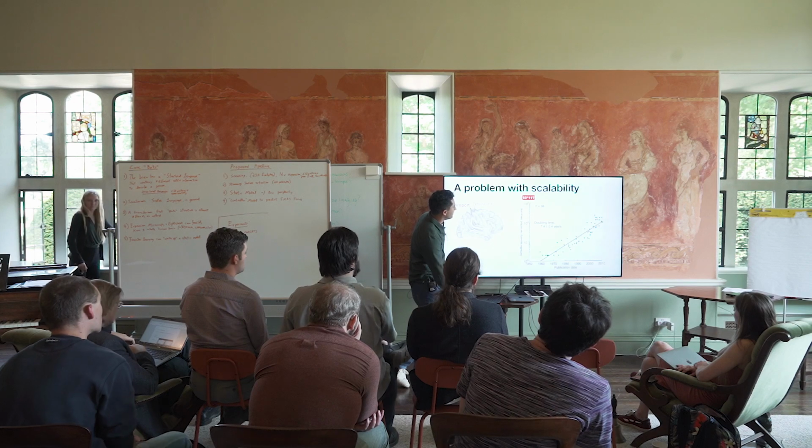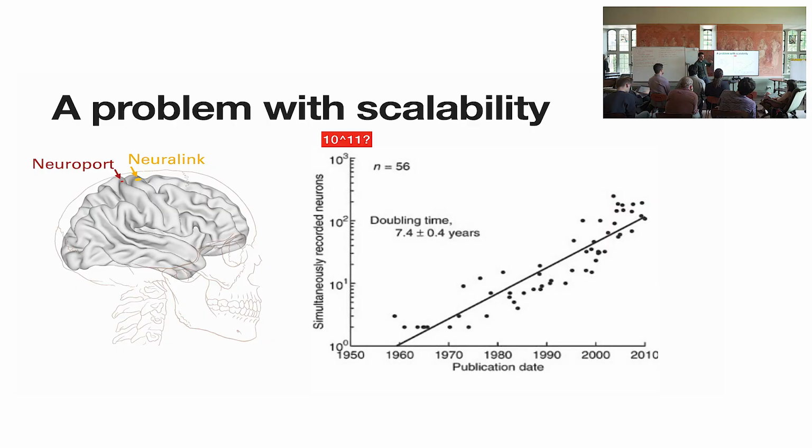But there's a problem with scalability. If you just look at the Neuralink implant, for example, it would take 6 Neuralink implants to cover just 1% of the human cortex. And that's just surface cortex. That doesn't include the sulcal folds. That doesn't include deep brain areas. So we are really, really, really far away.